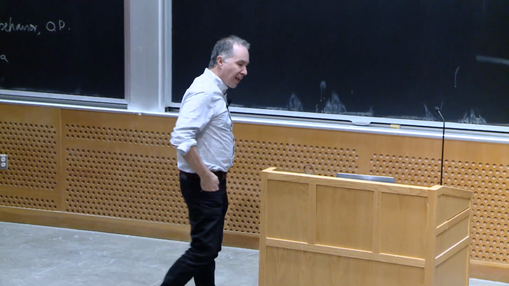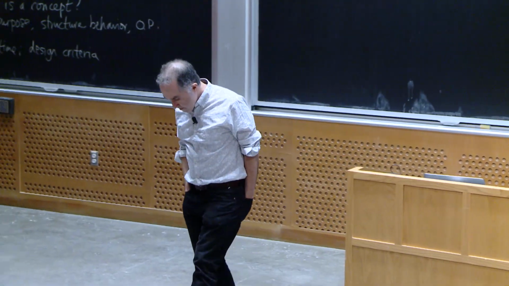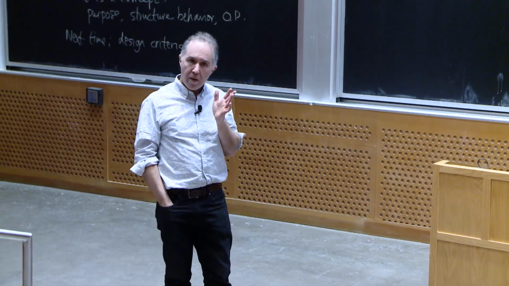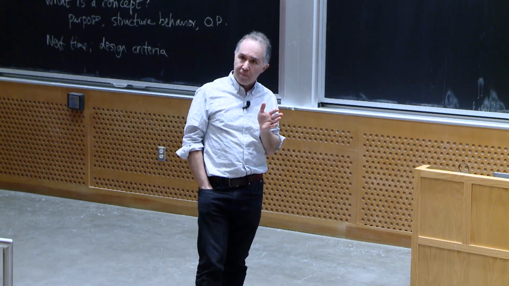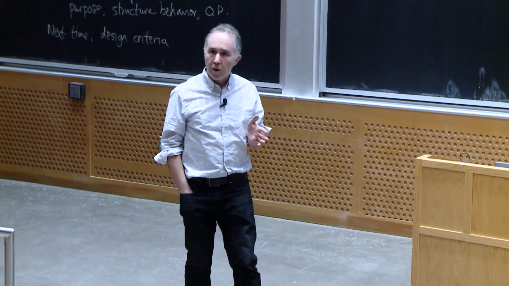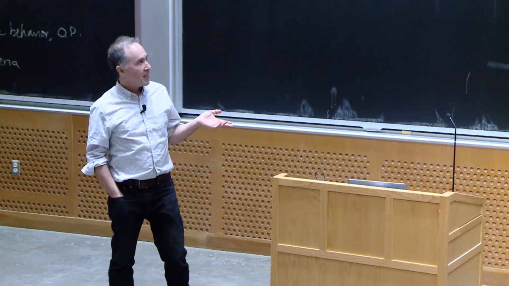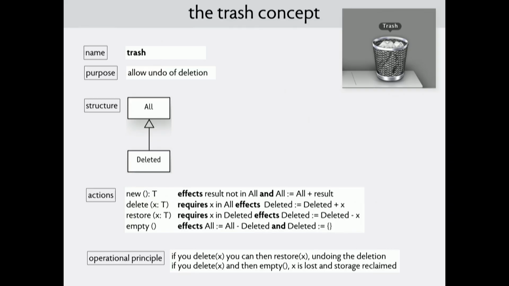All right, great. So the last thing is the operational principle. And this is kind of an obvious but slightly subtle idea. And the idea is that to explain what the trash is and how it works, we're going to give essentially one archetypal scenario. So imagine you're trying to explain the trash to a friend, right? They've never seen it before. What would you say? So I claim you'd say something like this. If you delete some object X, and then you can then restore X, and you've undone the deletion, right? Or if you delete it and then empty it, it's gone, and you've got the storage back again, right?